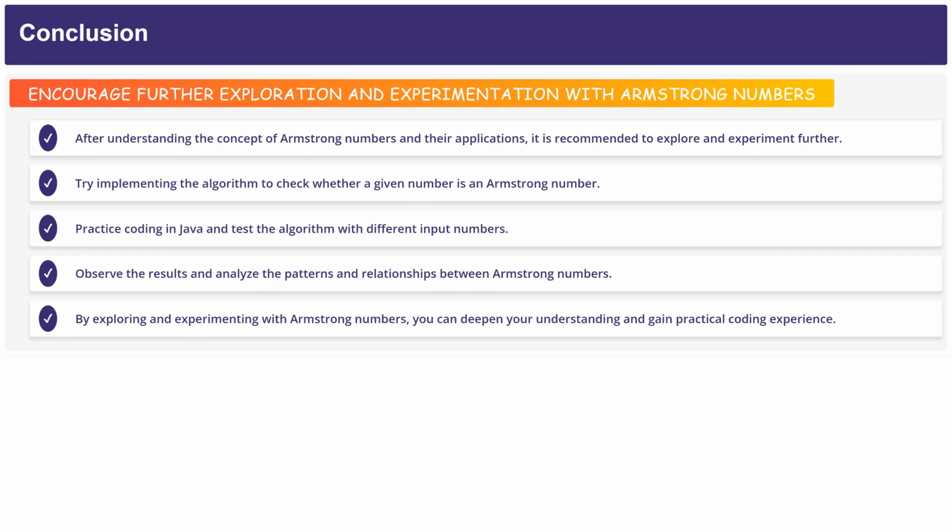In this part, viewers are encouraged to continue their exploration and experimentation with Armstrong numbers. After gaining an understanding of the concept and applications of Armstrong numbers, it is recommended to implement the algorithm to check whether a given number is an Armstrong number. Practice coding in Java and test the algorithm with different input numbers. Observe the results and analyze the patterns and relationships between Armstrong numbers. By actively exploring and experimenting with Armstrong numbers, you can enhance your understanding and gain practical coding experience.